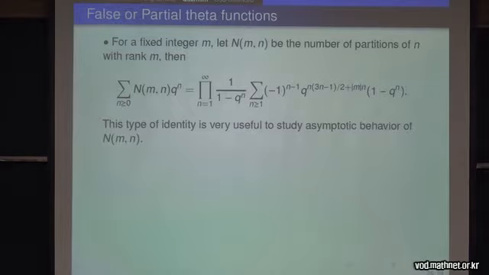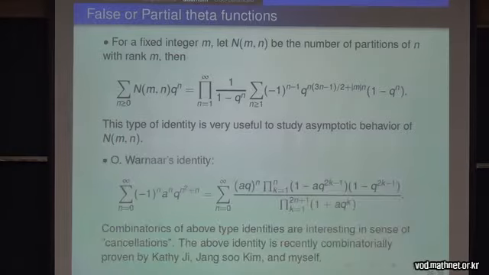And this type of thing is useful when we think about how the growth of N(m,n) looks like when n goes to infinity for fixed m. And then the other type of identity I want to mention is the Maass identity. This type of identity is used to prove that certain values of a function are integers. And it has more applications in q-series.